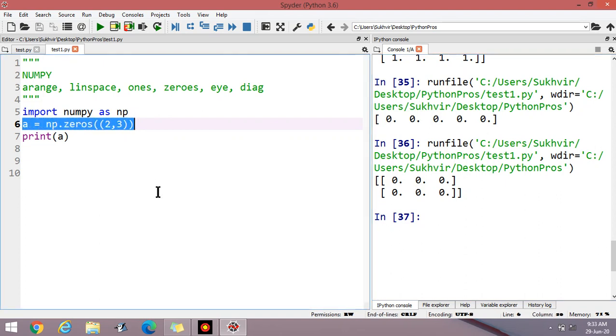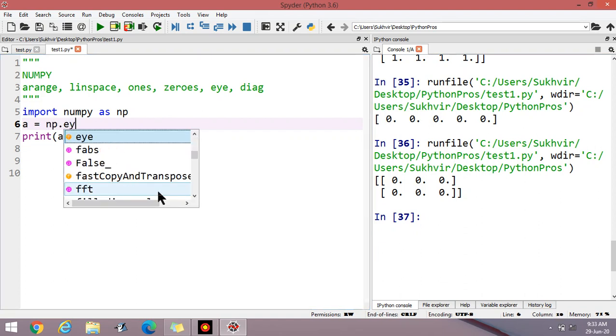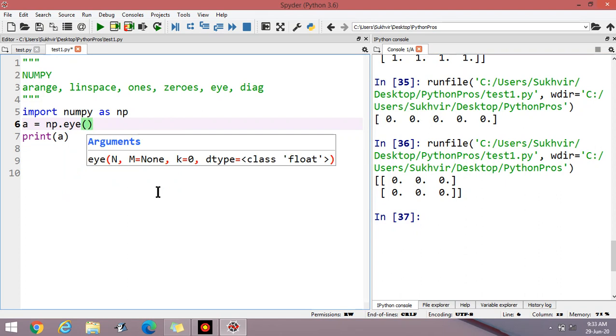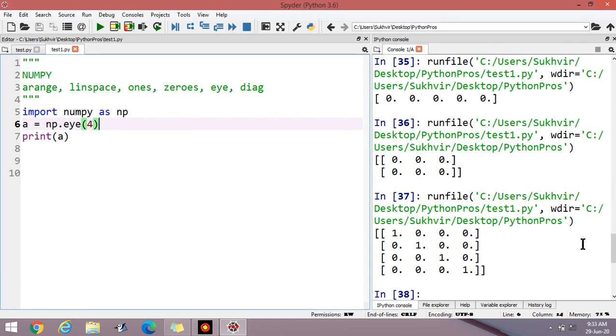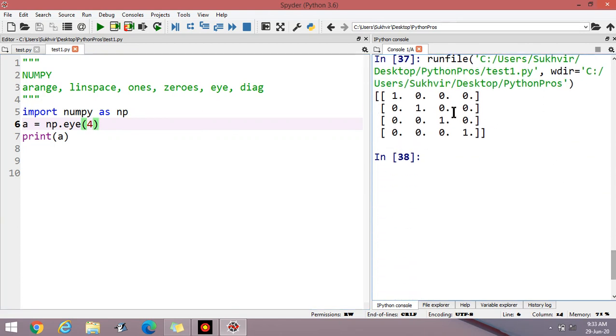Next is I. Now what is the meaning of I? Suppose I write np dot I and pass some number. Execute the program. You can print the identity matrix of the order 4. All ones are there at diagonal position and other values are 0.